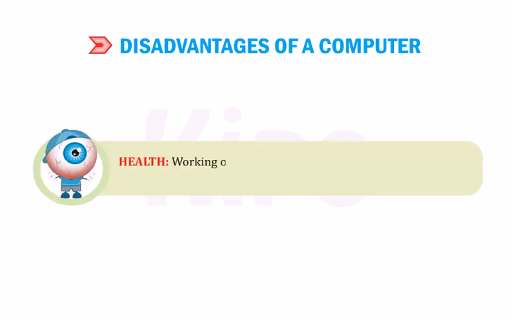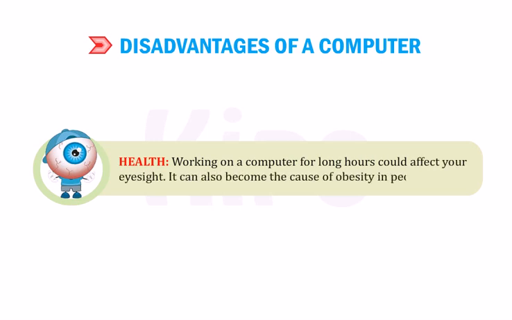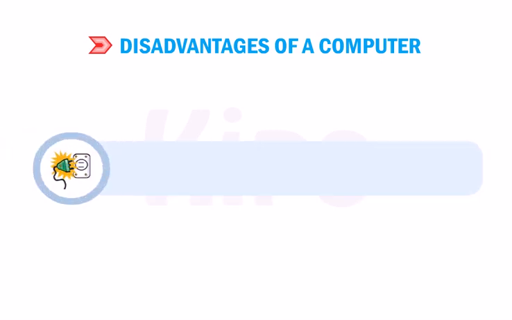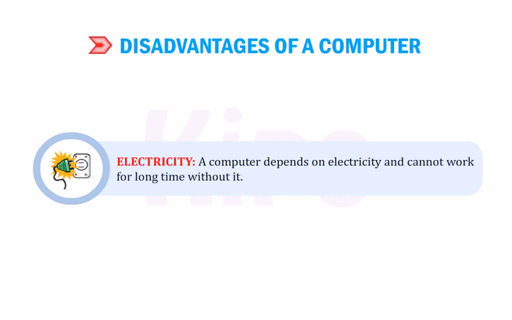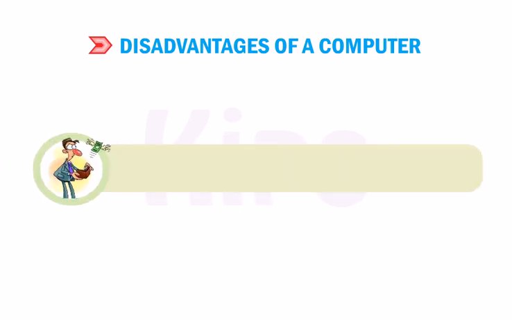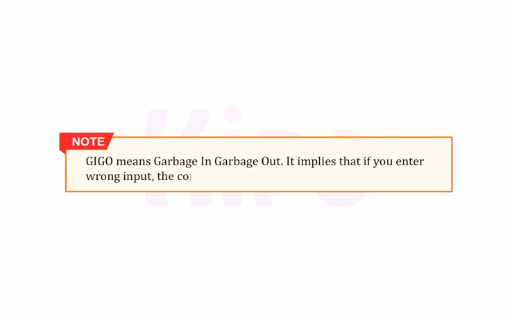Health. Working on a computer for long hours could affect your eyesight. It can also become a cause of obesity in people. Electricity. A computer depends on electricity and cannot work for a long time without it. Costly. It is a costly device. Note: GIGO means garbage in, garbage out. It implies that if you enter wrong input, the computer will generate wrong output.